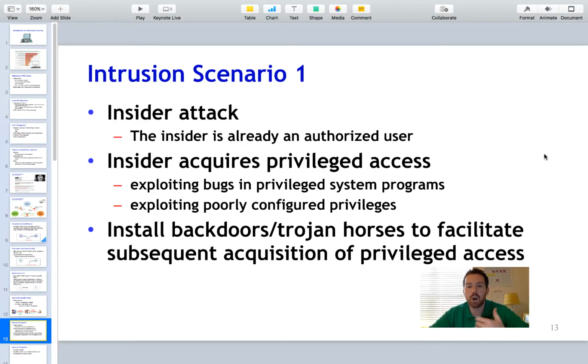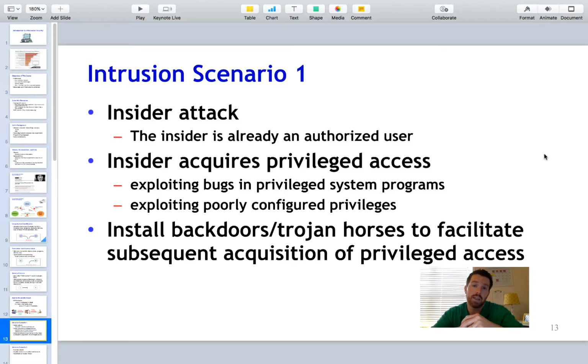So the insider acquires privileged access. Think about it like this: you're a regular user, and you try to exploit a vulnerability to gain administrator access. It can be done. I've done it many, many times. It can be done easily, trust me. They exploit bugs in privileged system programs and poorly configured privileges, and this is exactly what I do. I take advantage of these types of things, and I'm able to get administrative access, and as soon as I have administrative access, I can get into everything.